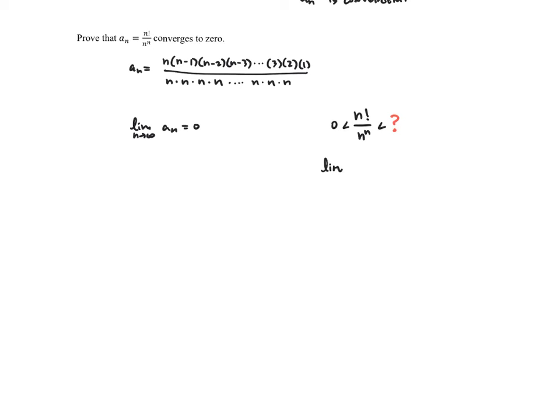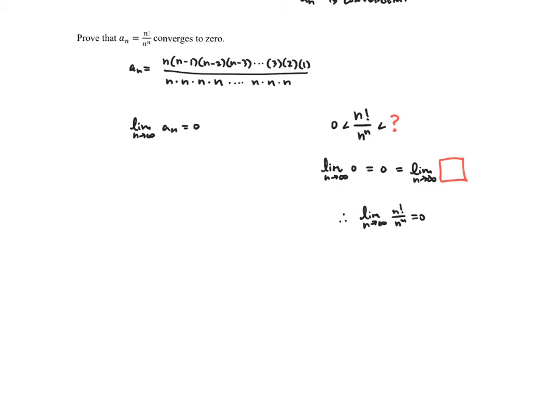So if I can show that the limit as n approaches infinity of 0 is equal to 0, and is equal to the limit as n approaches infinity of this thing, which is equal to 0, then what I know is that the limit as n approaches infinity of n factorial over n to the nth will also equal 0. So that's where I want to get at the very end. Let's do a little work on this.